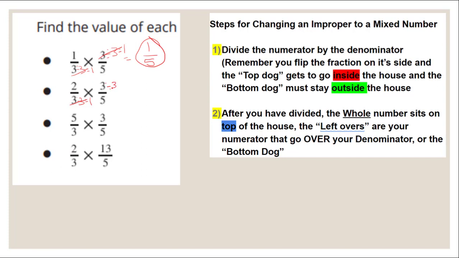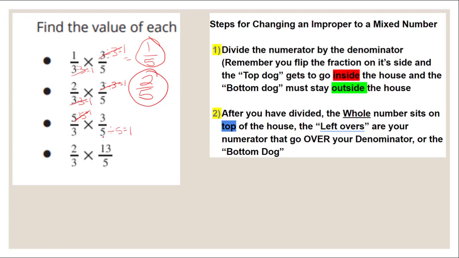So now I can multiply. 2 times 1 is 2. 1 times 5 is 5. There is not a number that both of those can be divided by, so that is simplified. Our next one, 5 and 5, both can be divided by 5. 5 divided by 5 is 1. 5 divided by 5 is 1.